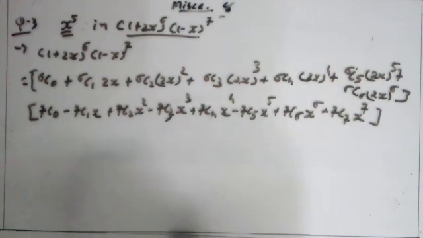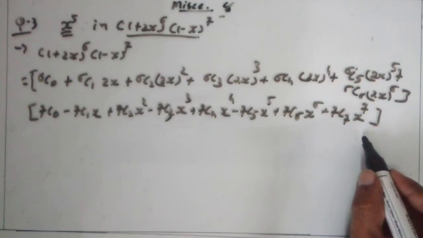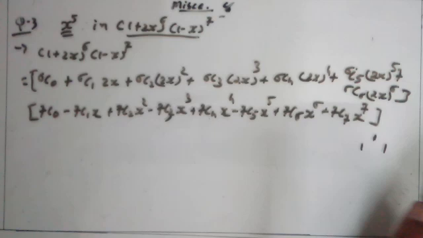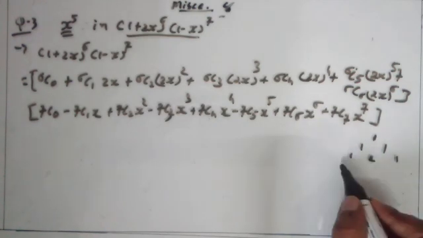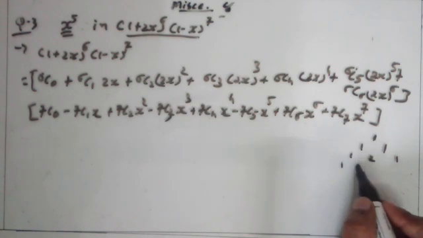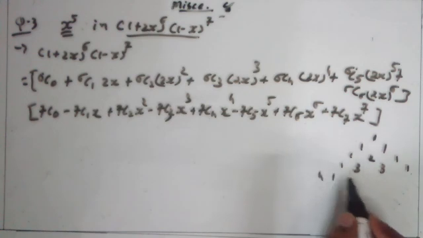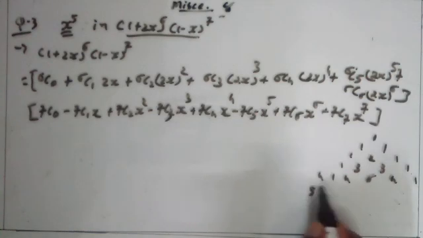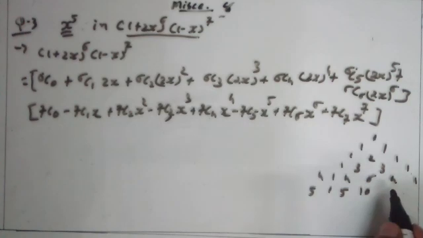Now using Pascal's triangle: if the coefficient index is 0, then the coefficient is 1. For index 1, the coefficients are 1 1. For 2, 1 2 1. For 3, 1 3 3 1. For 4, 1 4 6 4 1. For 5, 1 5 10 10 5 1.